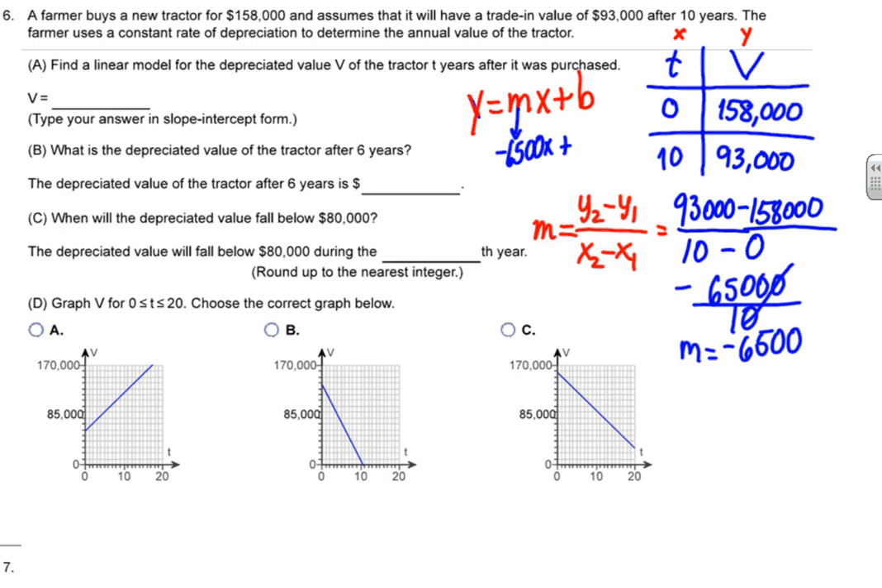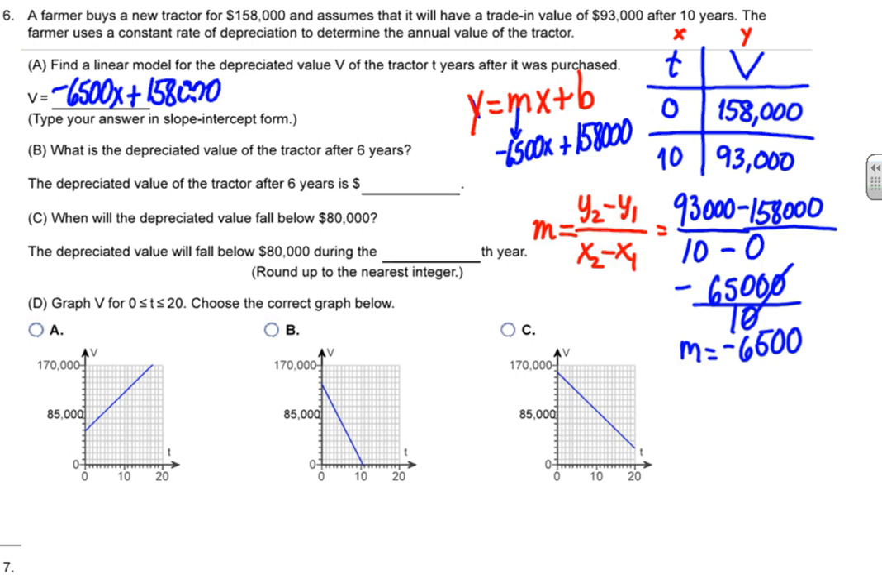Okay, so now we have this portion. Now, what did we say about b? B is the y-intercept, so that's the value of y when x is equal to 0. So now we can bring b down and just say that it's 158,000. So the depreciation value formula, linear model, would be y = negative 6,500x plus 158,000.